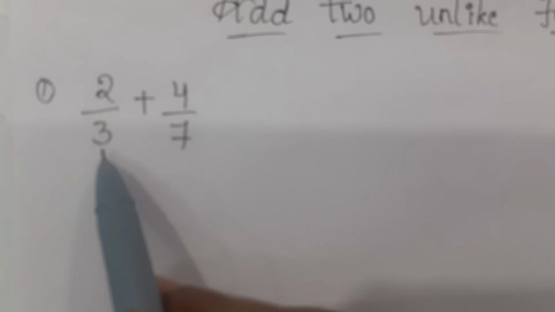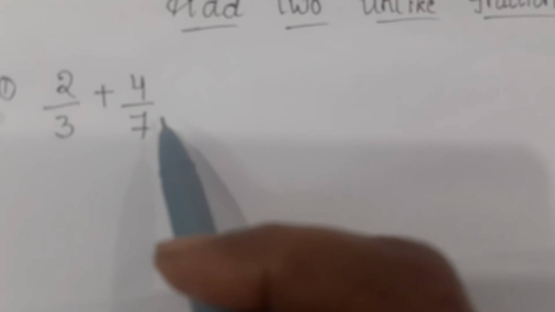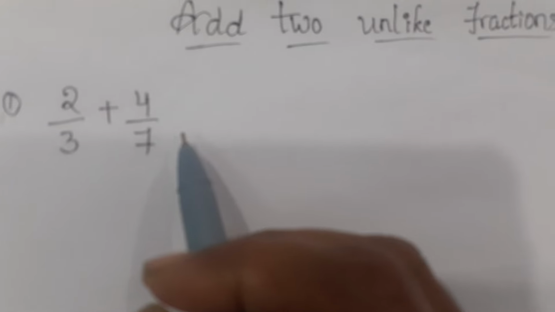2/3 plus 4/7. Here, look here. These two denominators are different. First one is 3 and second one is 7. That's why these two are unlike fractions. Fractions having different denominators are called unlike fractions.